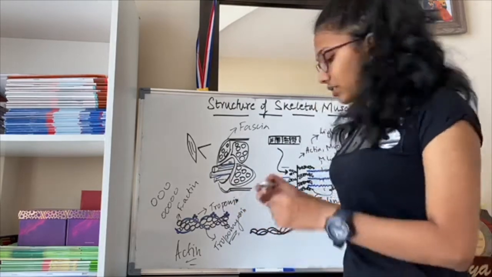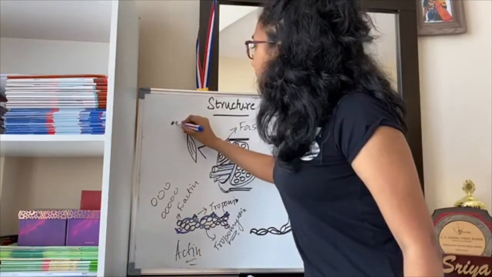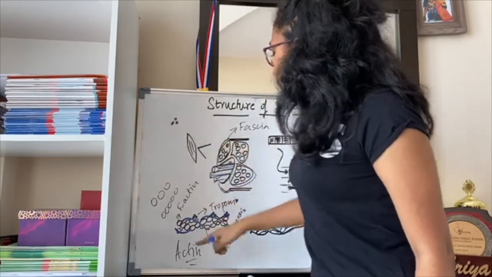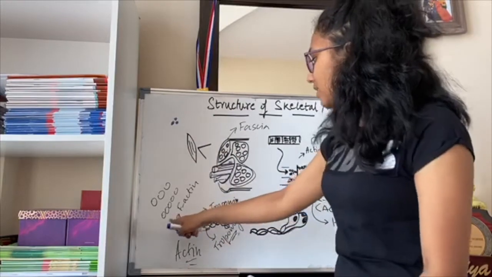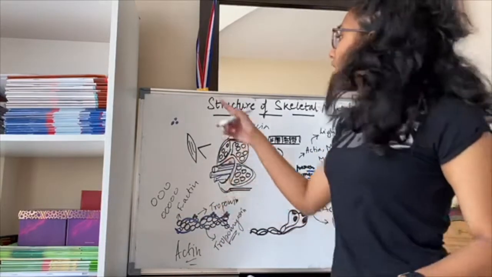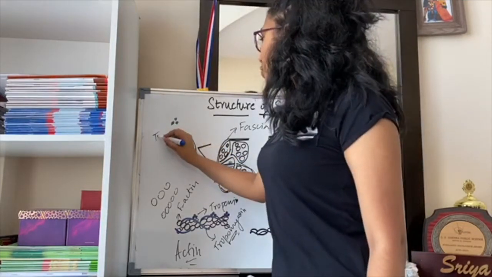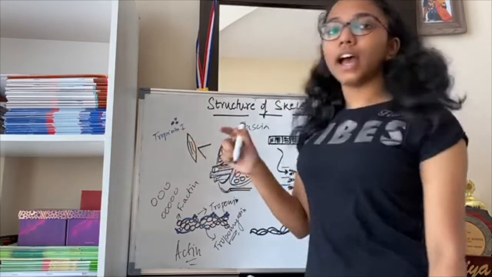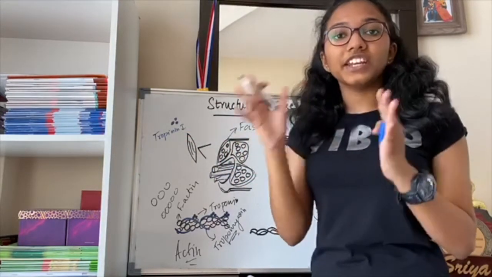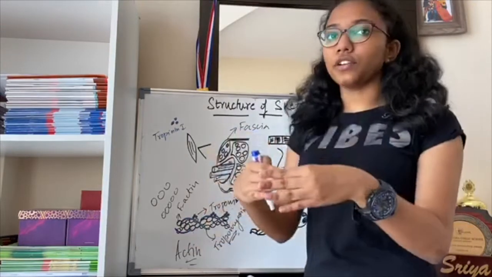Okay, let me draw troponin here. This troponin has 3 subunits, okay? And it's spread out throughout the actin in different places. Now this troponin, the 3 parts are troponin I. Troponin I is troponin inhibitor, which inhibits the attachment of myosin to actin for contraction.